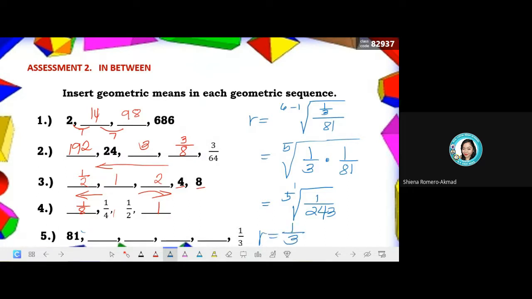So, ano rin gagawin natin? Multiply natin to 1/3. This will be 27, 9, 3, 1. Okay? So, ganun lang po kapag kinukuha yung ratio.